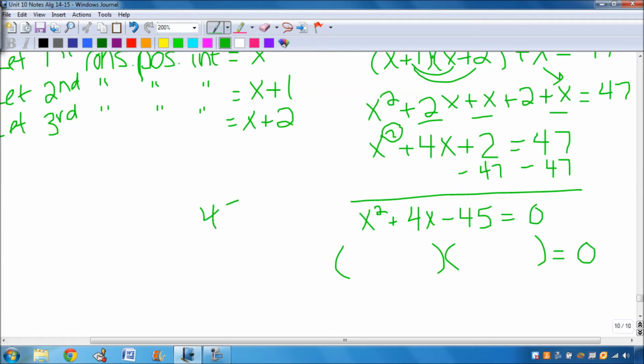So I'm going to make a chart for 45. I could use 1 and 45. 2 doesn't work because it's not even. 3 does work because 4 plus 5 is 9, and 9 is divisible by 3, so 45 is divisible by 3.